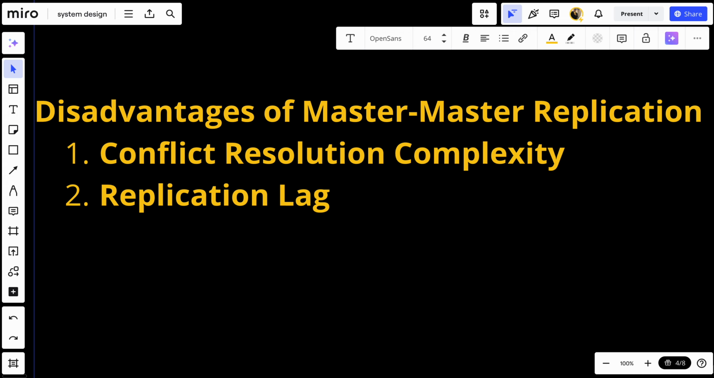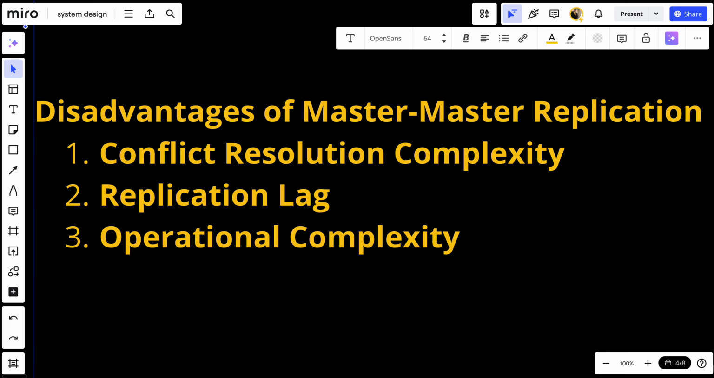Number three, we have operational complexity, because managing a master-master setup is more complex than a master-slave setup. It requires careful coordination of replication, conflict resolution, and network communication between nodes. Additionally, backups and maintenance tasks need to be coordinated across all masters to ensure consistency.